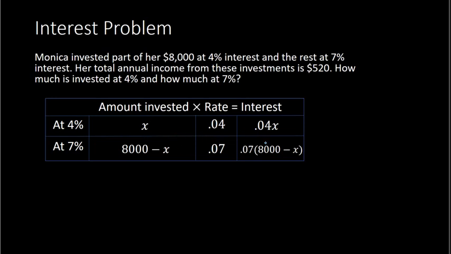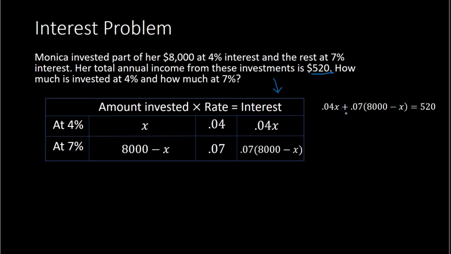So here my table is all filled in. And then at this point, I can look at this last column, the interest. Because the only thing we've not used is the fact that her income, or the interest earned, is $520. That is her total interest earned. So if I add up these amounts of interest earned, that's going to equal 520. So I take 0.04x plus 0.07 times 8,000 minus x and set that equal to 520. Because if I add those together, that gives me the total interest earned. And then from here, I can solve.